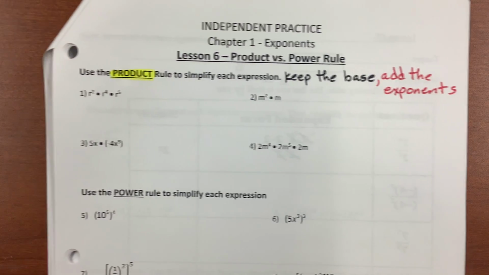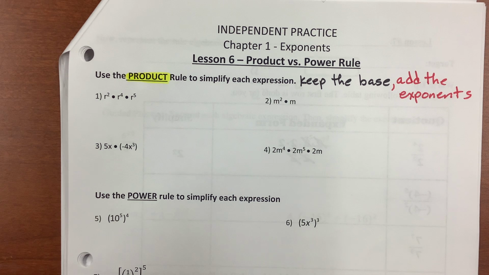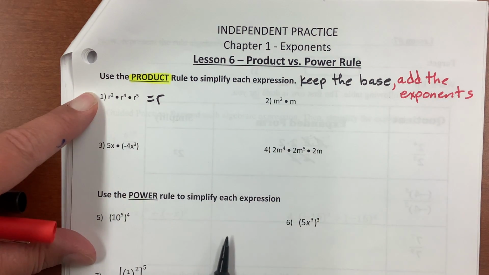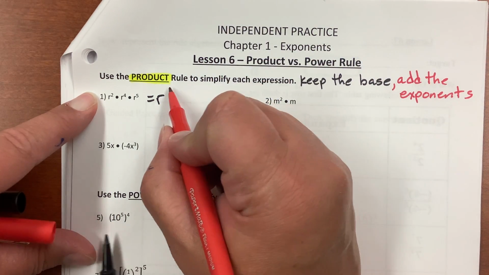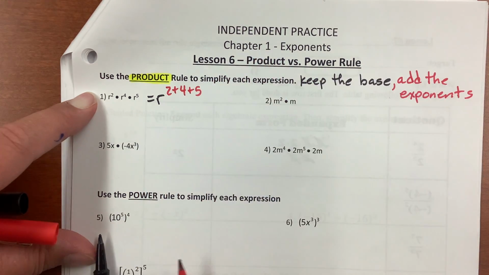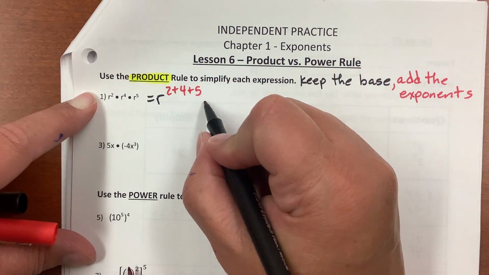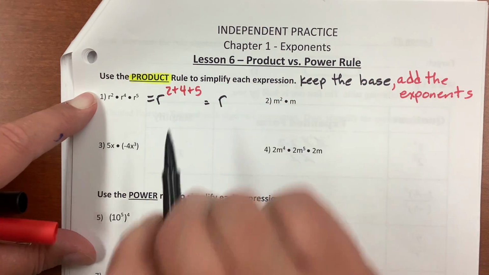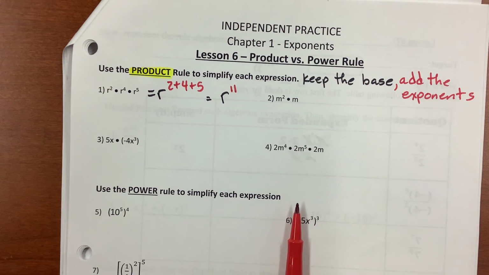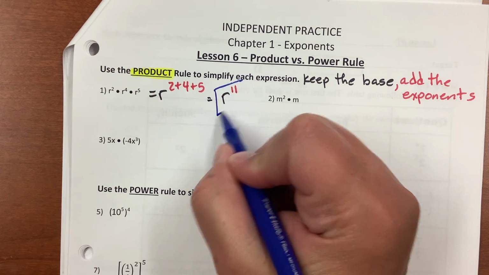So the first one, although there are 3 r's, that's fine. I didn't say it couldn't apply to more than 2. So I'm going to keep the base r, and I'm going to add the exponents 2 plus 4 plus 5. Well, 2 plus 4 is 6, plus 5 is 11. So r to the 11th power. And I'll put a little box around it. Not so bad for the first problem.